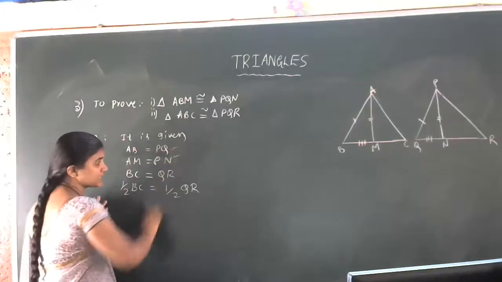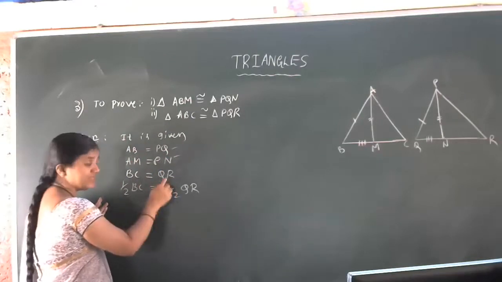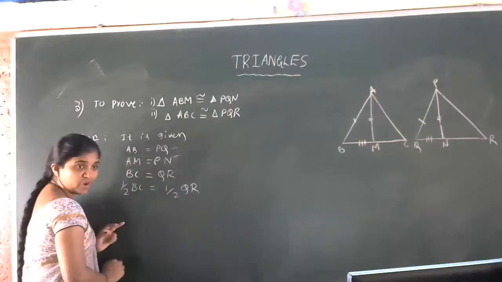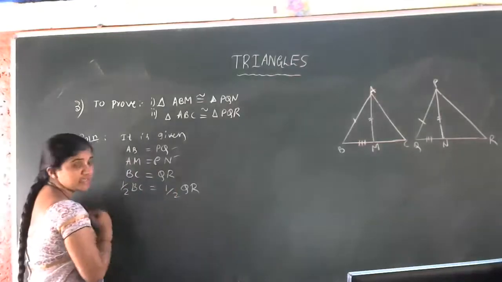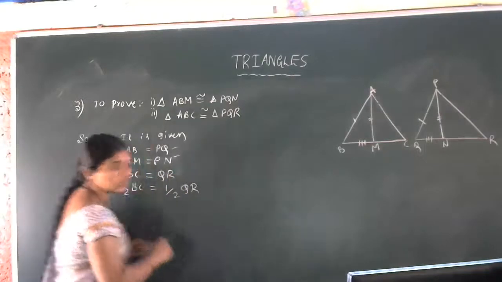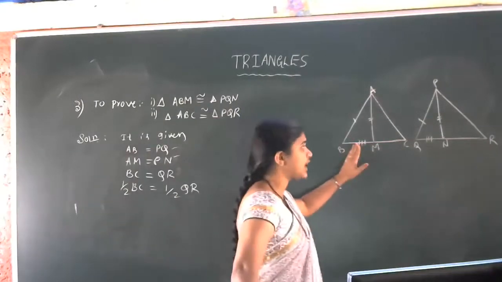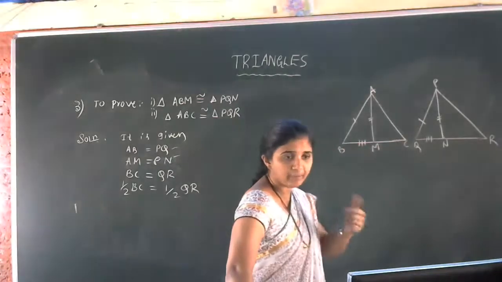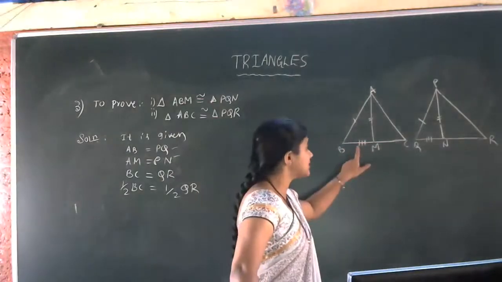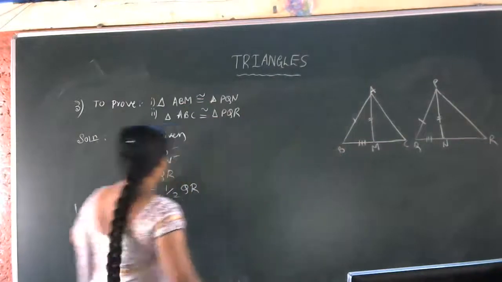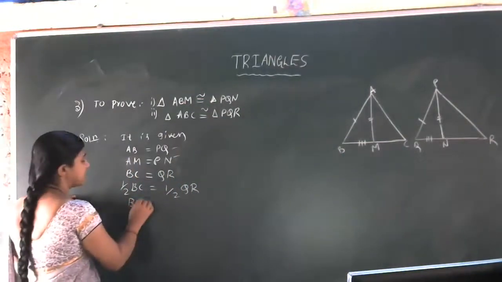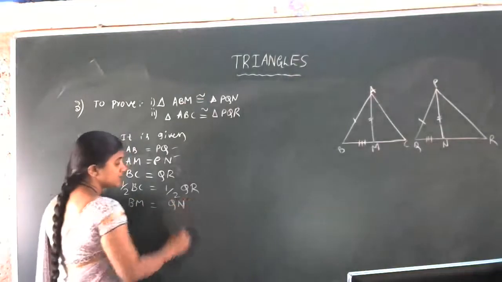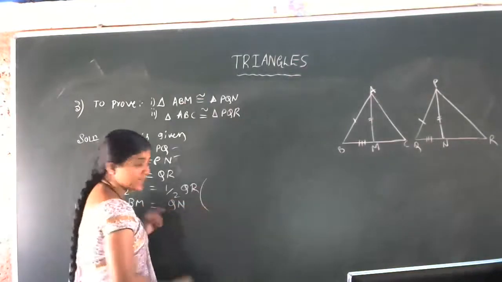Already two data are ready. The third data is BC equal to QR. So we take half of BC equal to half of QR. Half of BC gives two parts: BM is half of BC and MC is also half of BC. But for our proof, which side is needed? BM is needed. So half of BC we write as BM, which is equal to half of QR, which is QN. What reason will you write here?